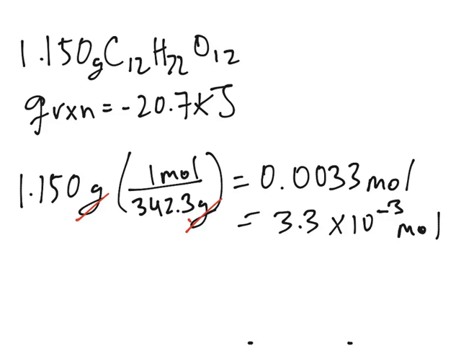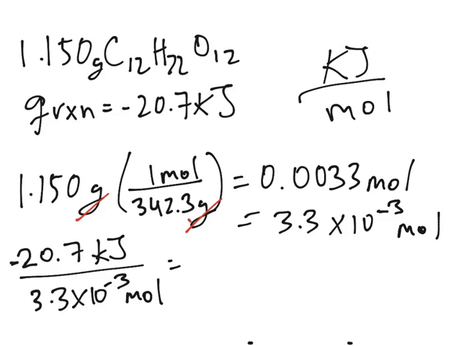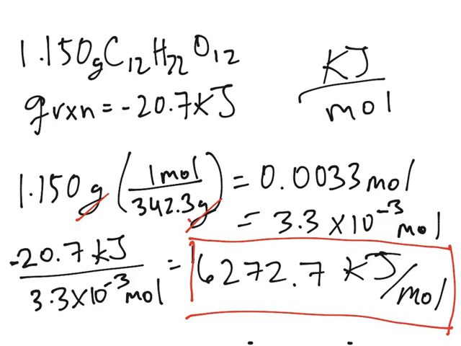If they're asking for it in kilojoules per mole, just by looking at the units, you know that you have to divide your heat of reaction over the number of moles. So minus 20.7 kilojoules over 3.3 times 10 to the minus 3 moles. And that gives us about 6,000 kilojoules per mole, something like that. That's how you find it if they ask for kilojoules per mole. You have to divide it over the number of moles you have.